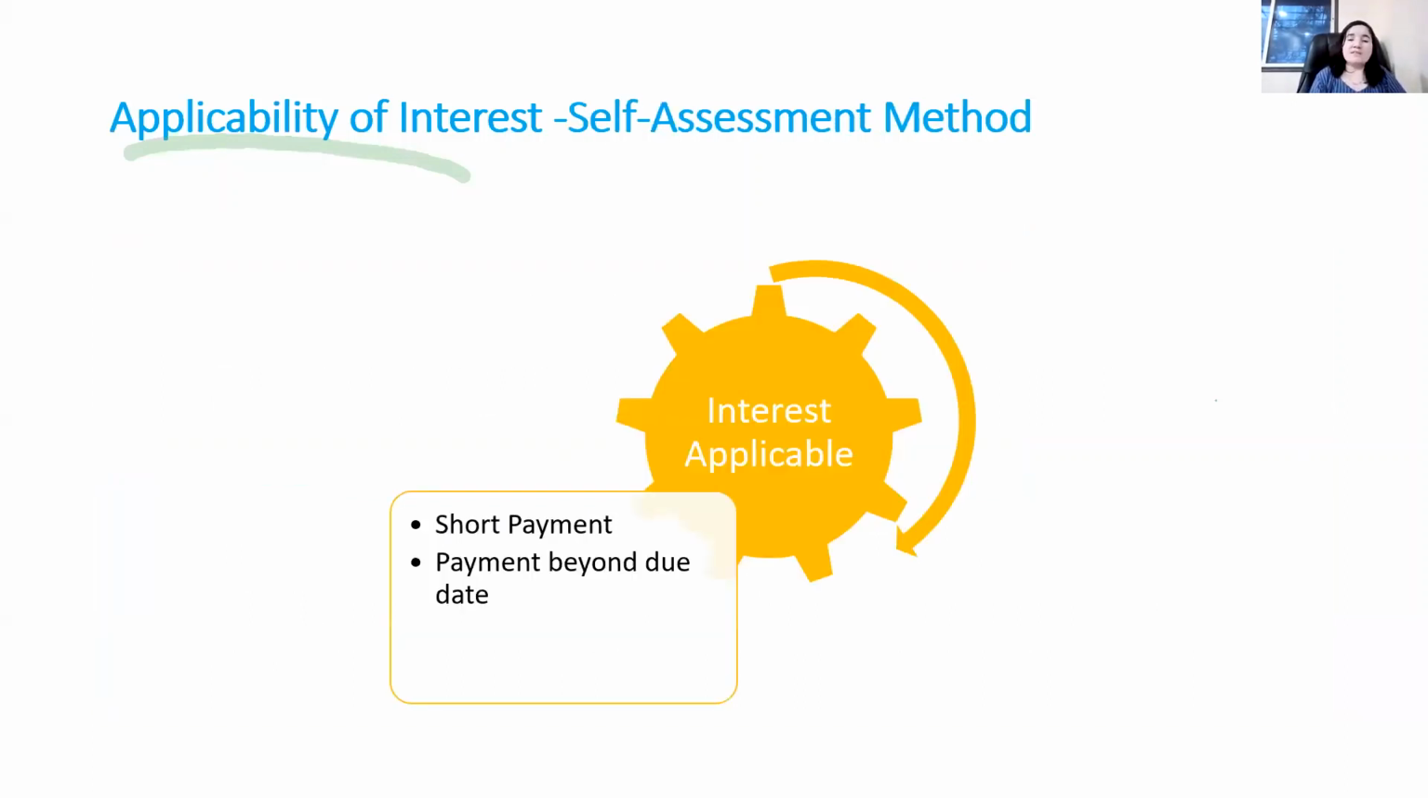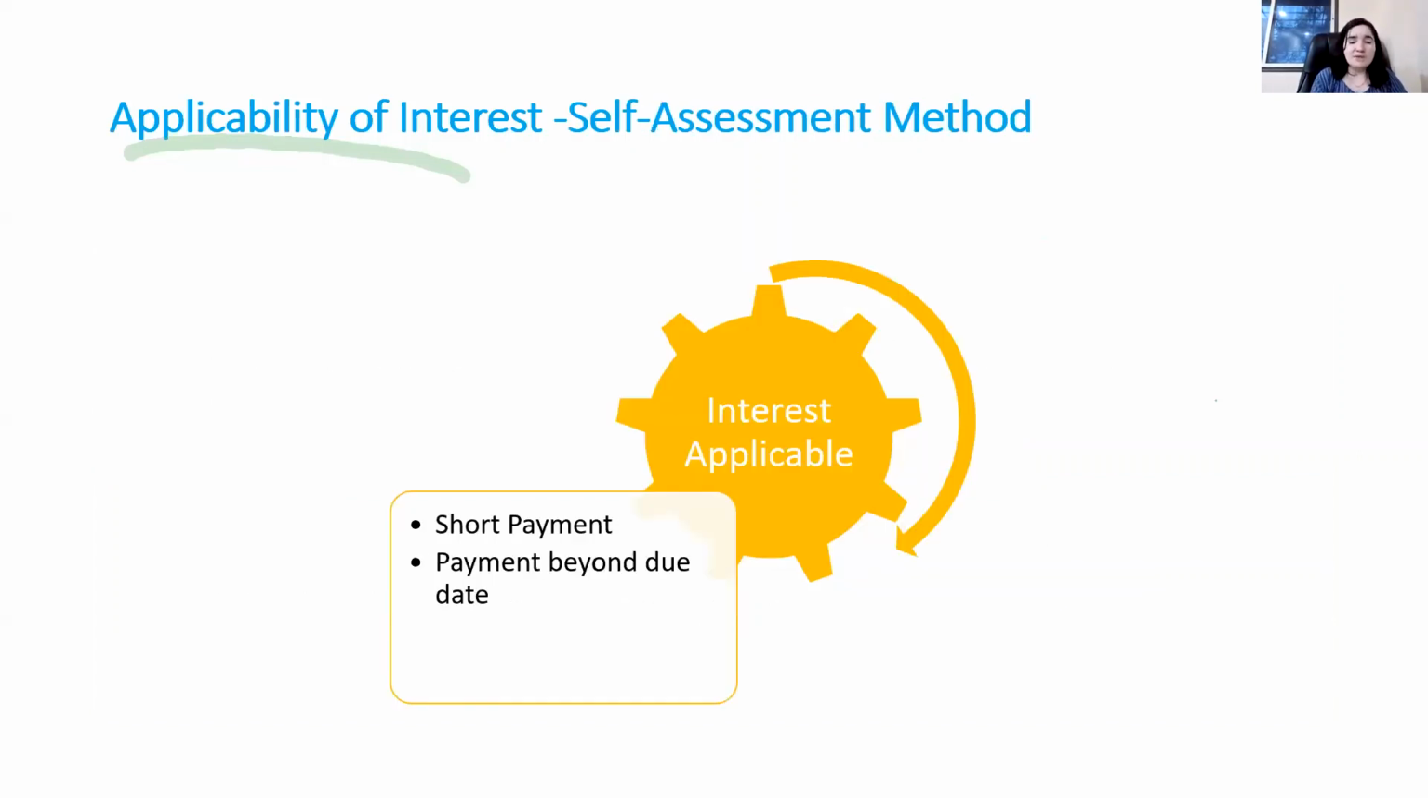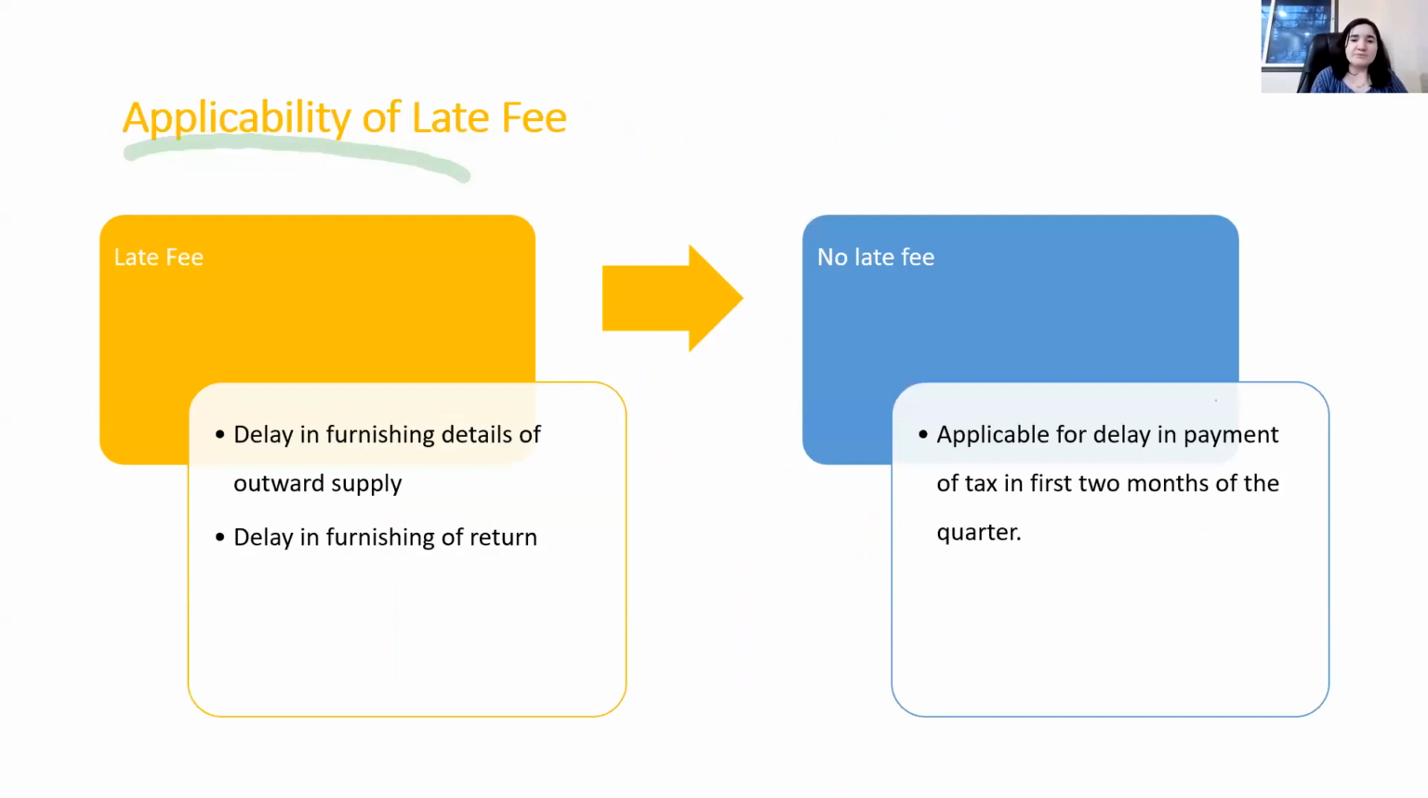Now, in case of the self-assessment method, interest is applicable even if there is a short payment. In the self-assessment method, by default, they have given the option that you have to compute the correct liability, and hence if the liability computation itself is incorrect, then in case of short payment, interest is applicable. So it's not only for the fixed sum methodology, where in case of short payment interest is not applicable. But if you have opted for self-assessment, then interest is applicable. And even for payment beyond the due date, definitely interest will become applicable.